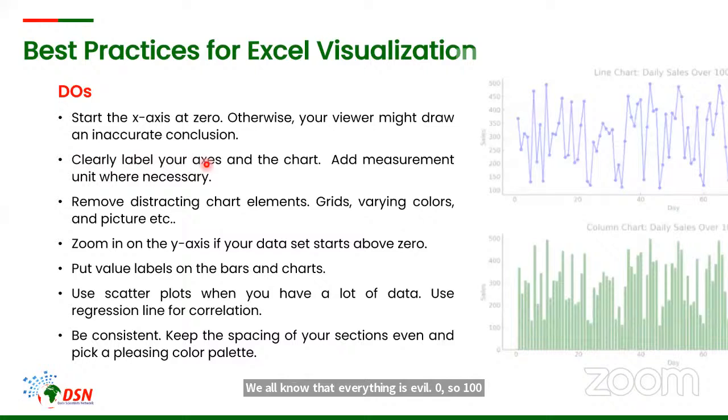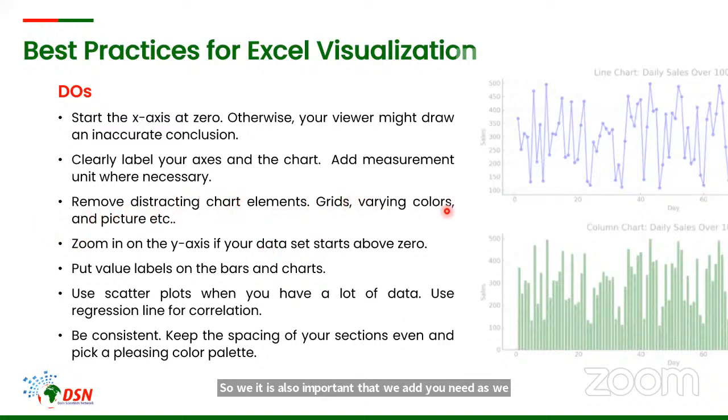Another one is clearly label your axes and charts. Add measurement units where necessary. If you do sales, but we don't have measurement units, you are allowing the user to assume that this chart is recorded in Naira, or this chart is recorded in Cedi, or this chart is recorded in dollars. So it is also important that we add units as we also add axis labels.